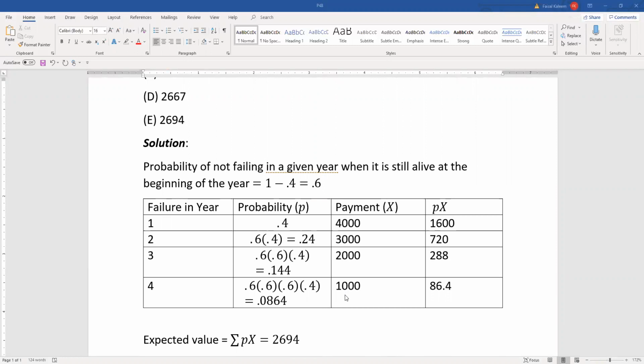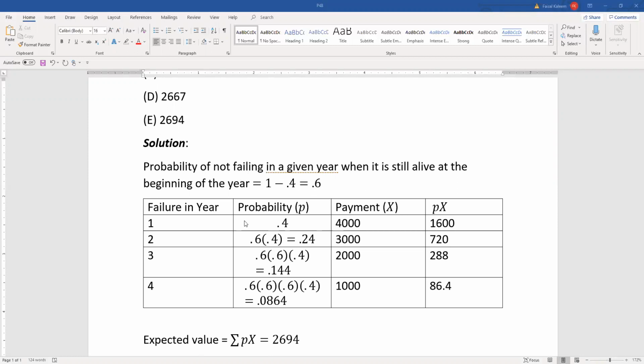And the tricky part is the probability of failure during a year. So now, remember, if at the beginning of any given year it hasn't failed yet, then the probability of failing during that year is 0.4, which means that if it hasn't failed at the beginning of any year, then the probability of not failing in that year would be 1 minus 0.4, which is 0.6.